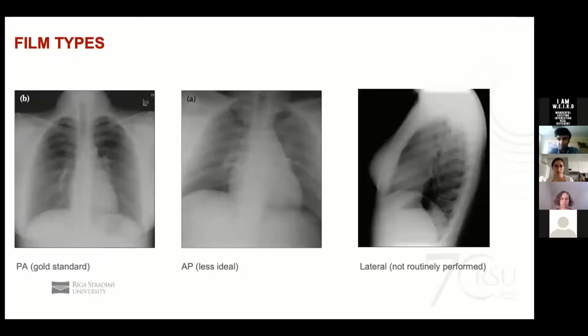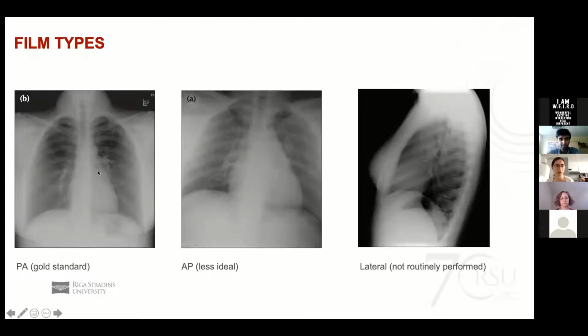So we have different kinds of film types. We have PA, which is posterior-anterior, which is the gold standard. And then we have the AP, which is anterior-posterior, which is less ideal. And then we have the lateral, which is not routinely performed, but still it's used. And the PA is the most commonly used, which is when the X-ray source is from the posterior side of the patient, and it is detected on the anterior side of the chest. So that's how it is.